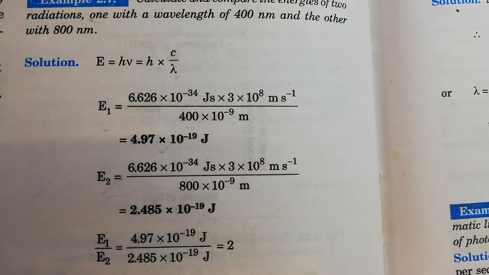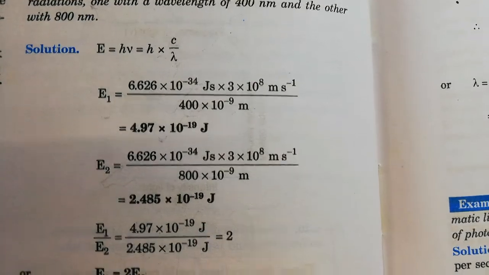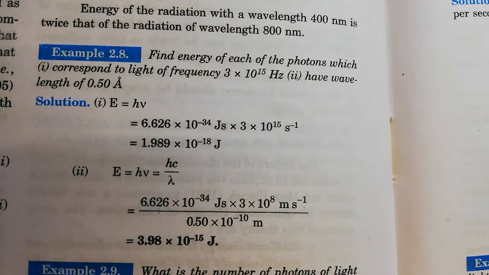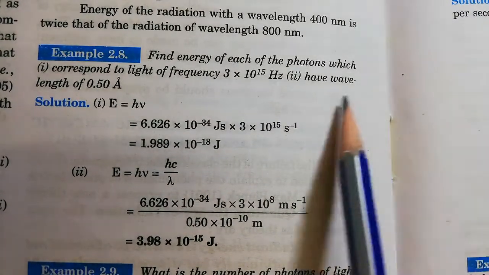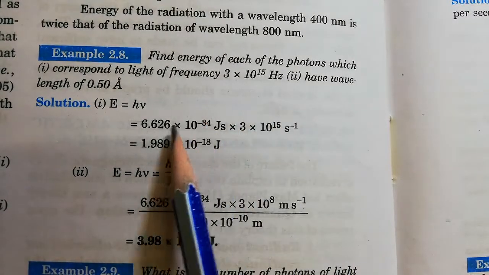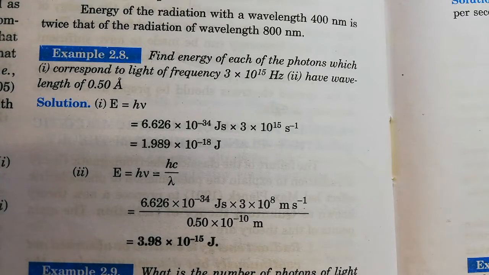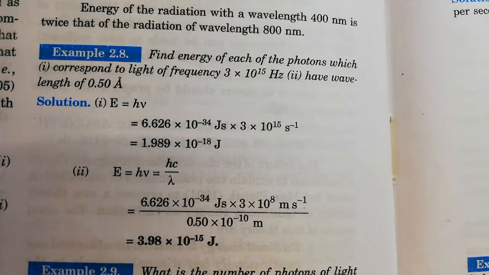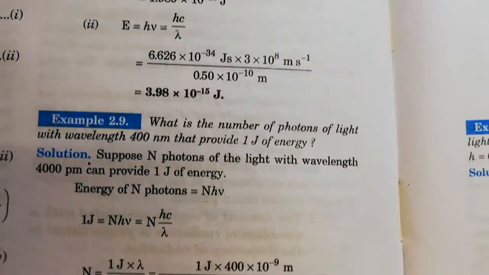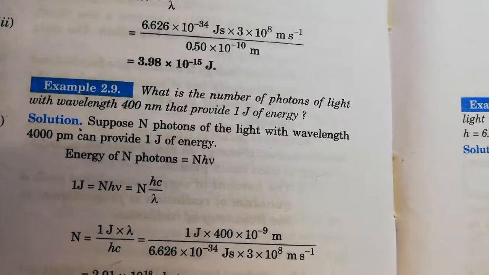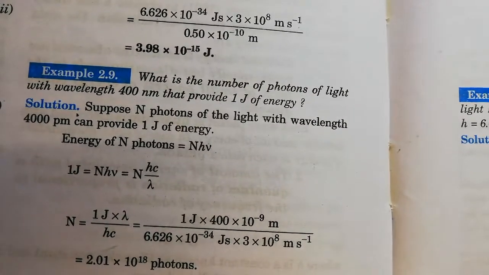Let's look at another problem here. Find the energy of each of the photons which correspond to the light frequency given. I hope you can do this kind of numericals. Okay, one more here. What is the number of photons of light with wavelength 400 nanometer?